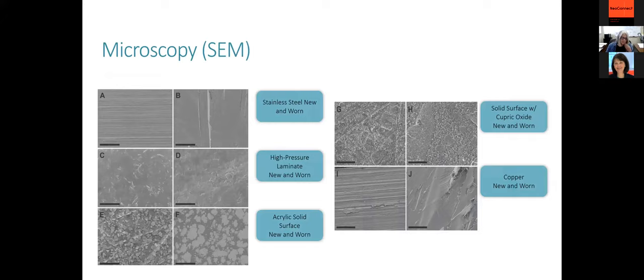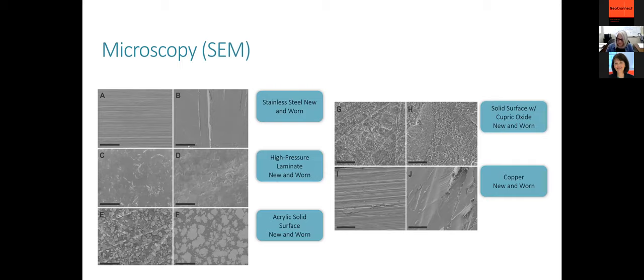And then this is the microscopy, the SEM microscopy. So you can see the labels. We have stainless steel and then the laminate and then the acrylic solid surface on the left and the two copper products on the right. And SEM and the AFM of new and worn samples revealed differences in surface topography among the different samples. So while stainless steel showed the least surface roughness, we talked about surface roughness, that was the AFM. And I have a really great slide of that in the next thing, but just, in terms of looking at surface roughness of all the analyzed surfaces, the new acrylic polymer solid surface and the high pressure laminate showed the highest surface roughness of the new materials.